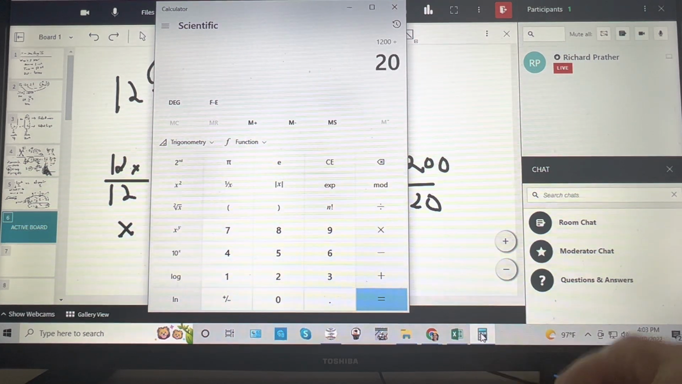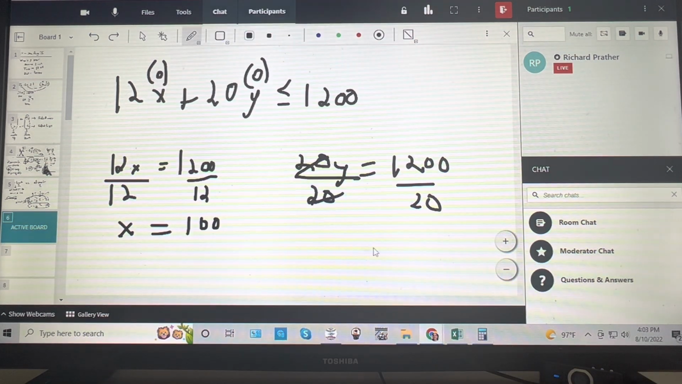$1,200 divided by 20 is exactly 60. Anytime you have an x to the first and a y to the first, that's a diagonal line. If you just have x or you just have y to the first, those are horizontal and vertical. But many of these are x to the first and y to the first, so they're diagonal lines. If the x and y-intercepts come out exactly, then that's the easiest method. And especially if everything's positive here, there's no chance that I could have a flipping of the inequality going on.